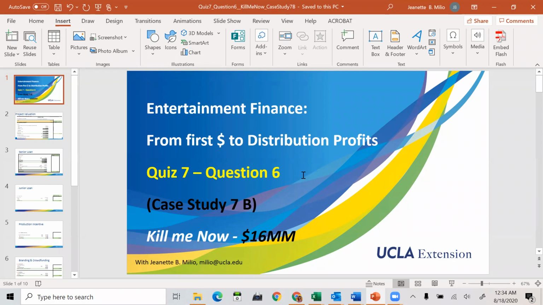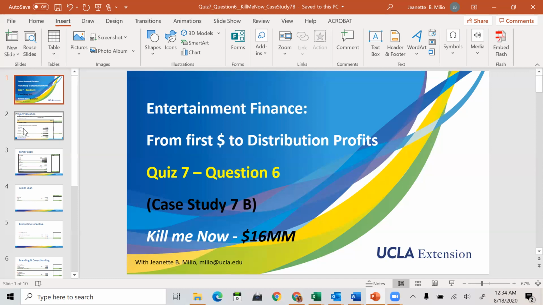So we are using the same assumptions as in the case study Kill Me Now for the $15 million budget, and we are changing just a few things. The first thing we're changing is that we are increasing the budget to $16 million. The second is that we are changing the production incentive to 20% because we're shooting in New Mexico. These are the only two changes we're applying for this question.